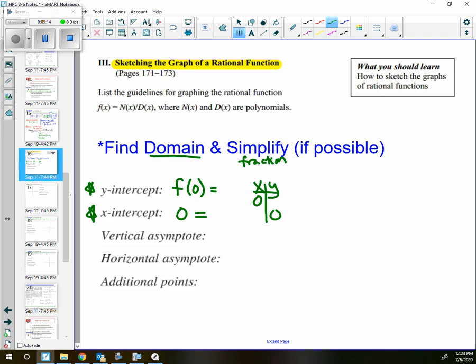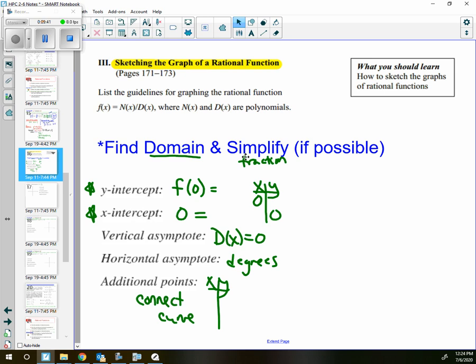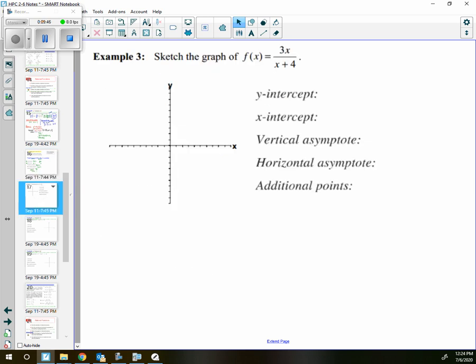Asymptotes. We know how to deal with those. Set the denominator equal to 0 and see what makes that true. For horizontal asymptotes, you're looking at the degrees, so make sure you do that degree comparison to see if it has a horizontal asymptote. Then do enough additional points that you can see and connect with a smooth curve. So you might have to make a little table of values and do a few more to fill in the gaps in between. We're going to build on what we did before using our understanding of what rational functions do.